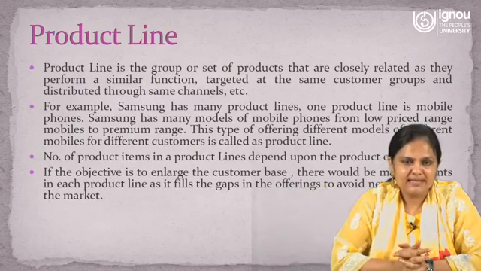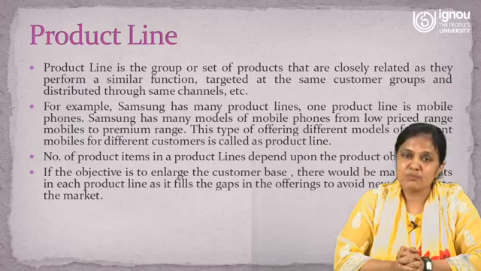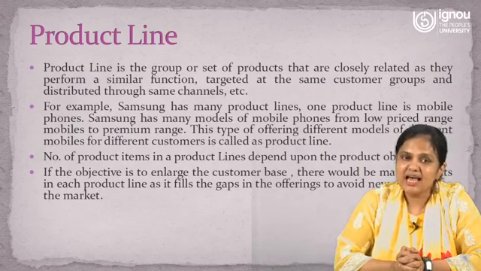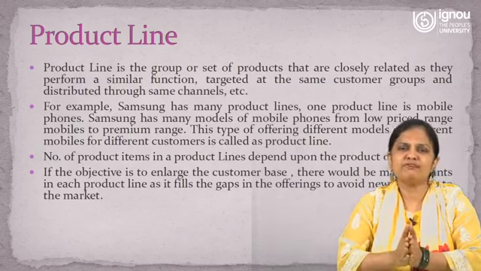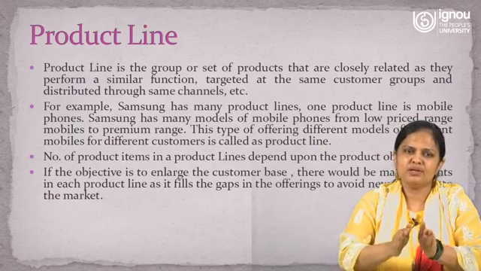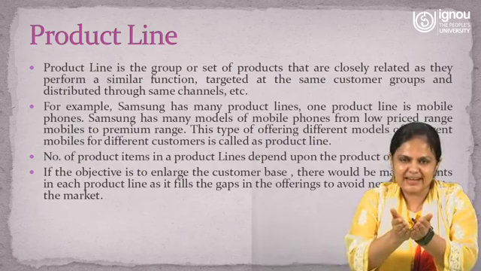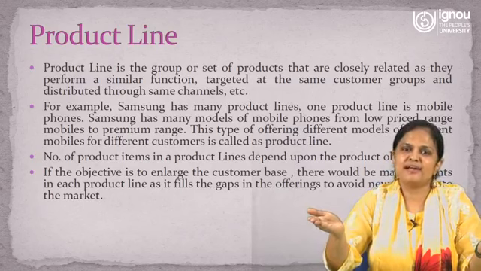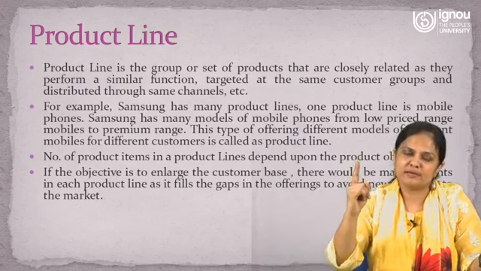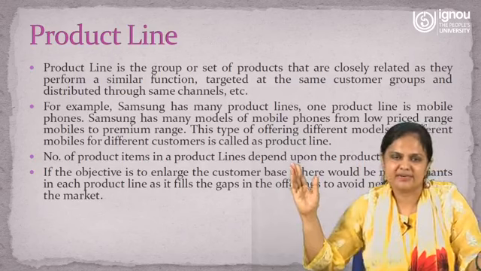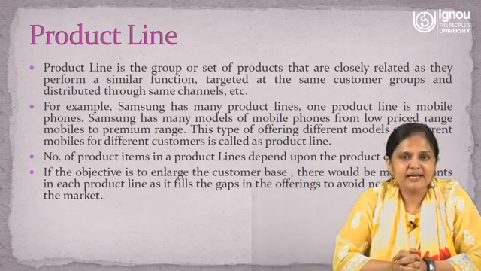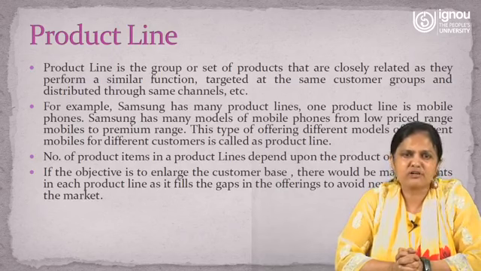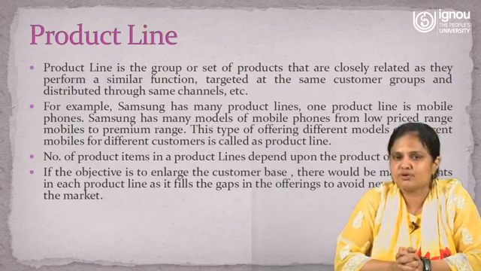For example, Samsung has many product lines, but one product line is mobile phones, and Samsung has many models of mobile phones from low price range to premium range. The whole range that Samsung is offering in mobiles is called one product line. Likewise, Samsung has many product lines. This type of offering different models of mobiles for different customers is called a product line.